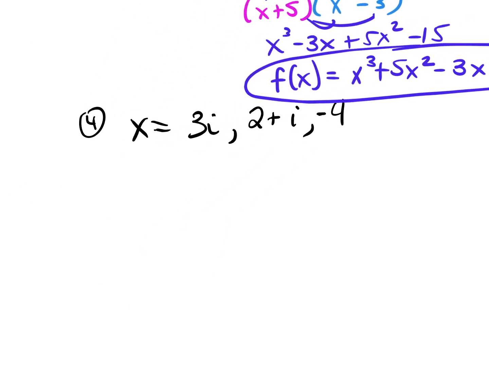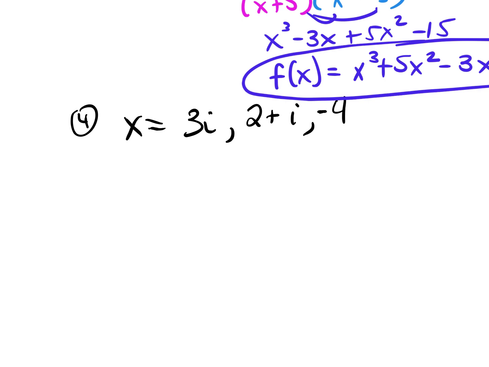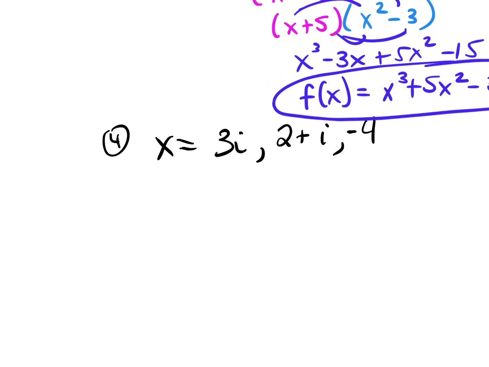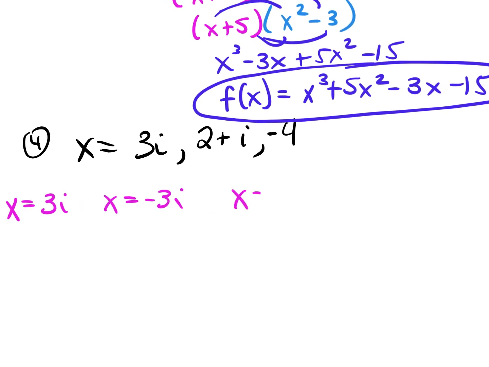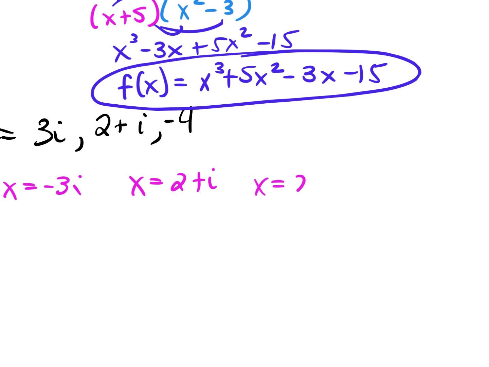So like number 4. Number 4 is a long one because you have 2 imaginary roots, right? So the first thing you should do is write out what you have. You have x equals 3i, which means you also have x equals what? Negative 3i. So then you have x equals 2 plus i, which means you also have x equals 2 minus i. And then you have x equals negative 4. The real ones, you just have to write one time.